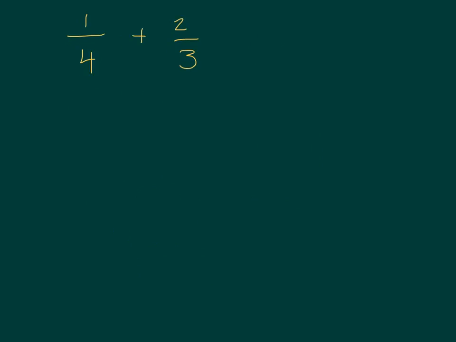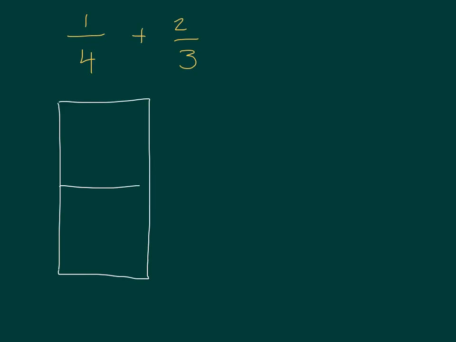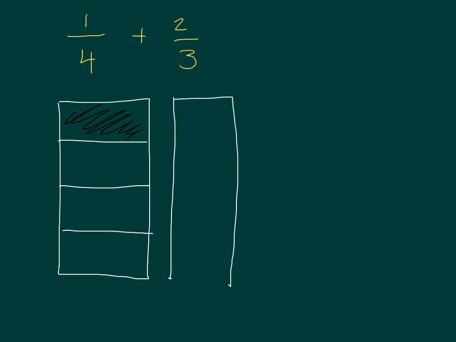Now we have a case here where we have different denominators. So if I have 1/4, I'm going to just move this way to make it a little bit easier for myself. Alright, so I'm going to go to halves here, and then I'm going to go to fourths. So I have 1/4. And then here I have 2/3. So I'm going to break it into thirds, and I'm going to color this in.